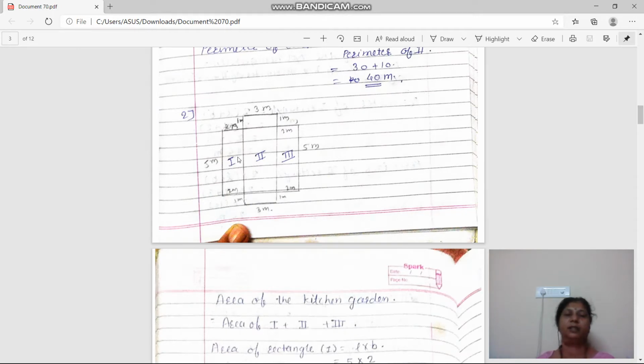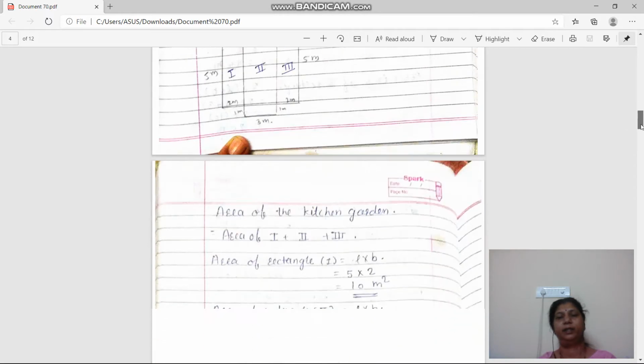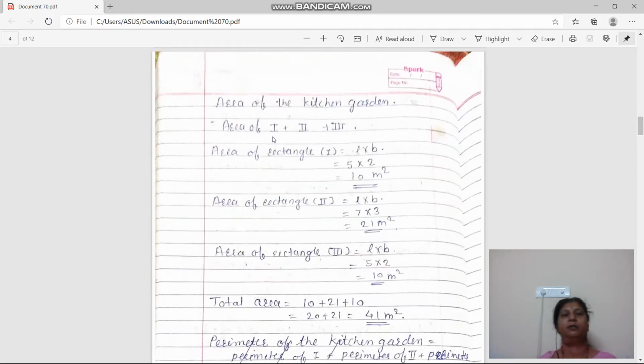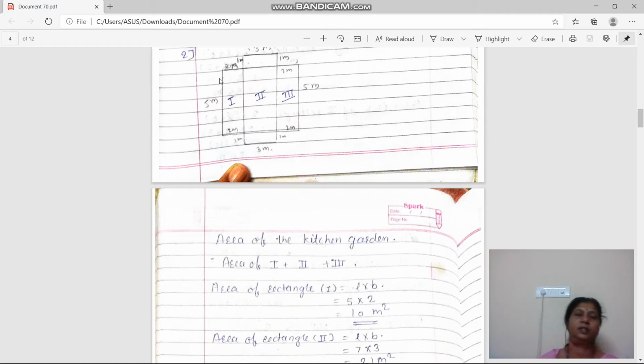See this figure. Once again we will split up into three rectangles. Okay. So first, second and third. So area of kitchen garden is equal to, first of all we calculate area and then we calculate the perimeter. Okay. So area of the kitchen garden is equal to area of first plus area of second plus area of third. So area of first rectangle is equal to length into breadth. So see the figure of first rectangle. See, this is the length and this is the breadth. Okay. So area of first rectangle is equal to length into breadth, that is 5 into 2.